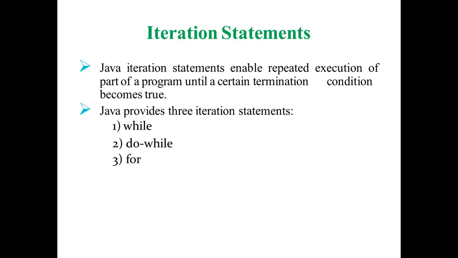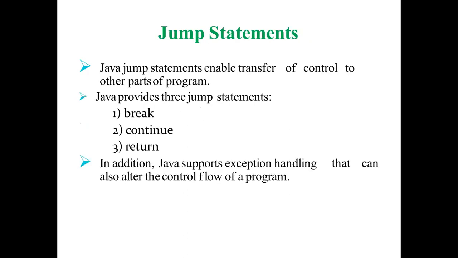Coming to the iterative statement, friends, what exactly is iteration? Iteration is nothing but a repetition of the same kind of statements. Suppose I take one kind of statement and I want to run the same statement repeatedly, I can go with the iterative statements. Java provides the while loop, the do while loop, as well as the for statement as part of this iteration. Now coming to the third option, this is what you call the jump statement.